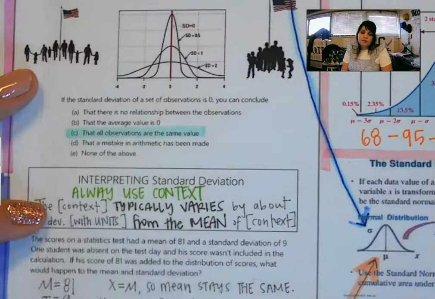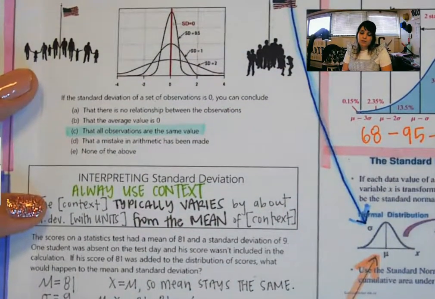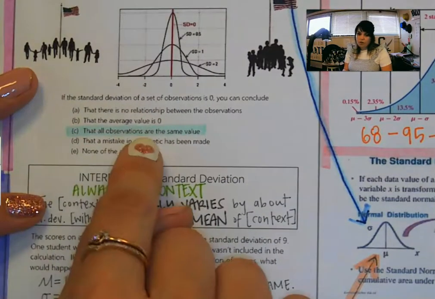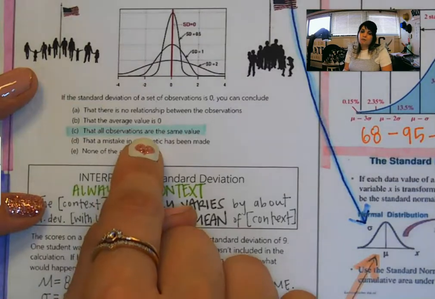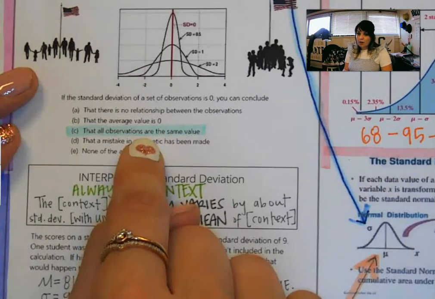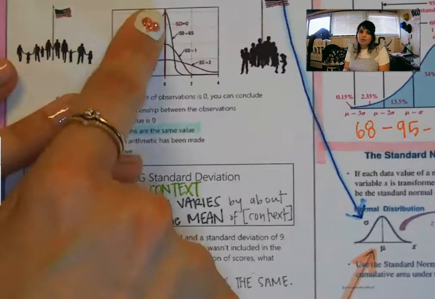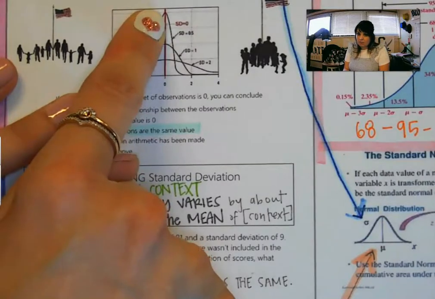If the standard deviation of a set of observations is 0, you can conclude that all the observations are the same value. If there's more than one observation and there's no spread, there's no standard deviation, that means that every single value is the same.